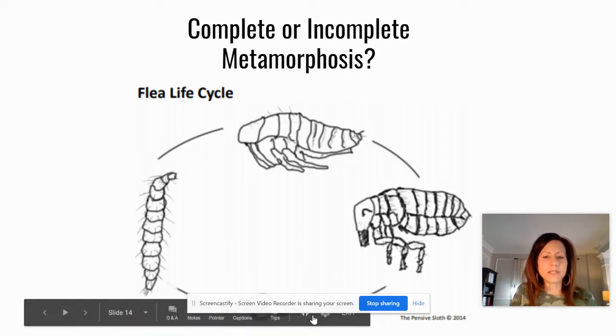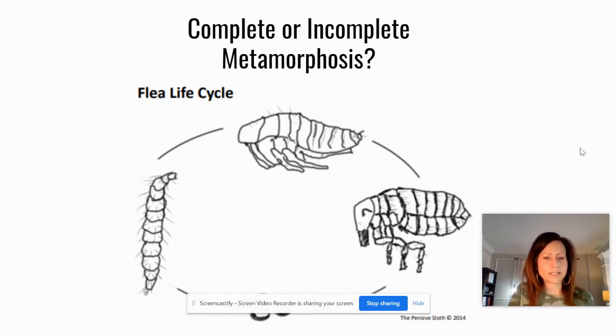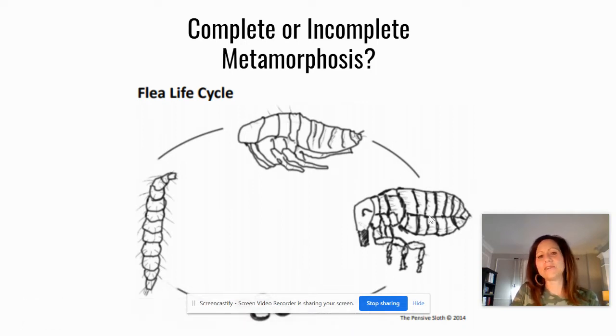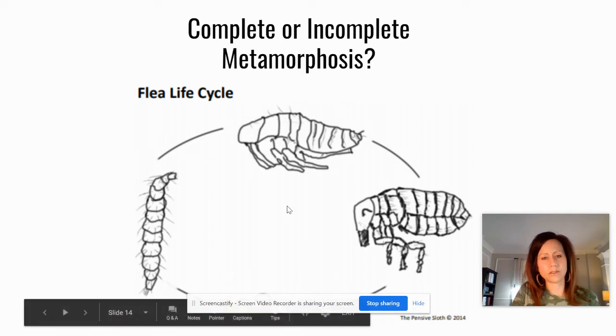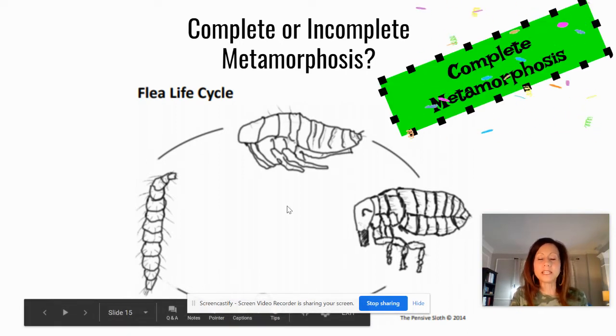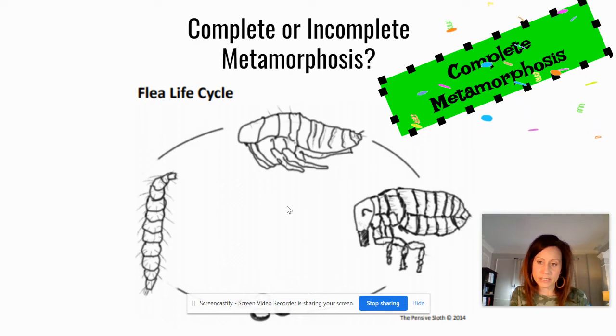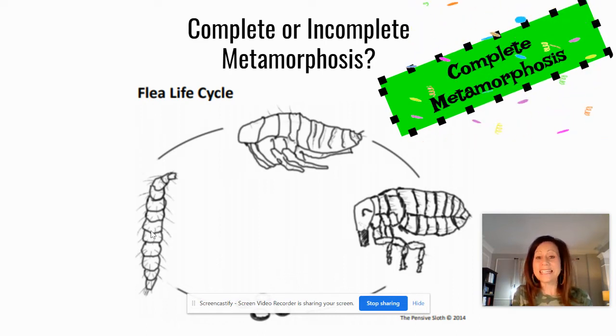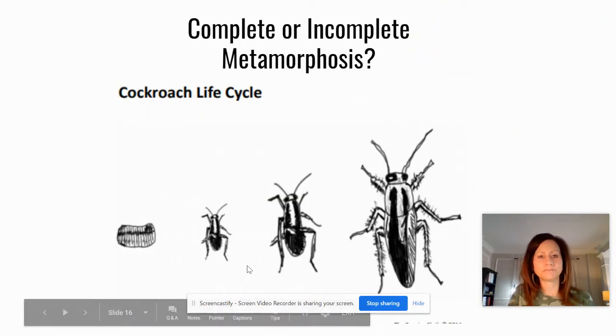All right, incomplete versus complete metamorphosis. So here I have an egg down here at the bottom, then somewhat of a worm-like caterpillar thing, a pupa stage, and then a full adult stage. So the flea life cycle would be complete metamorphosis because it has 4 separate stages. We can see this larva and pupa stage that the incomplete metamorphosis does not have.